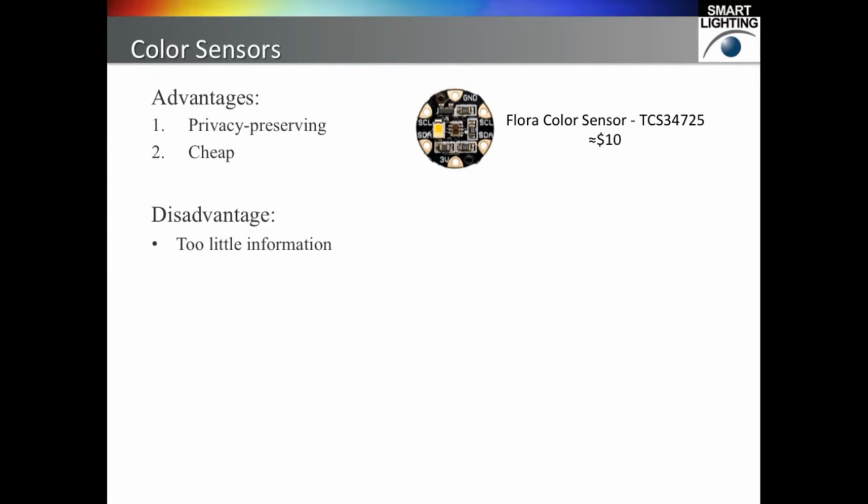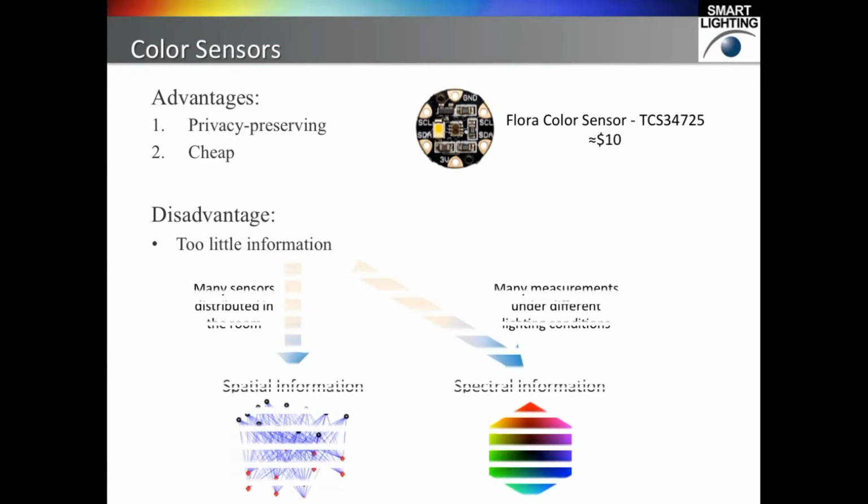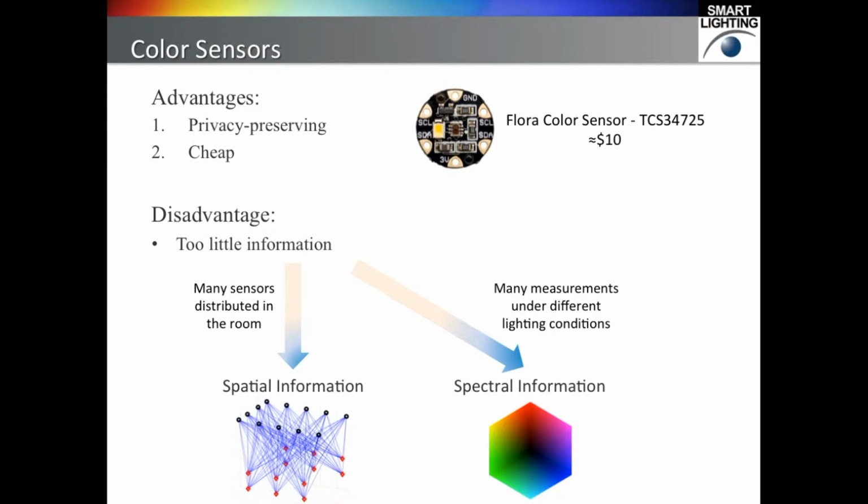This is the reason why we propose using color sensors. Color sensors only output a few numbers, thus it is safe, no privacy concern. Besides, these sensors can be very cheap. The problem is that there is really too little information from the readings of a single color sensor. However, we can use many sensors and make many measurements.